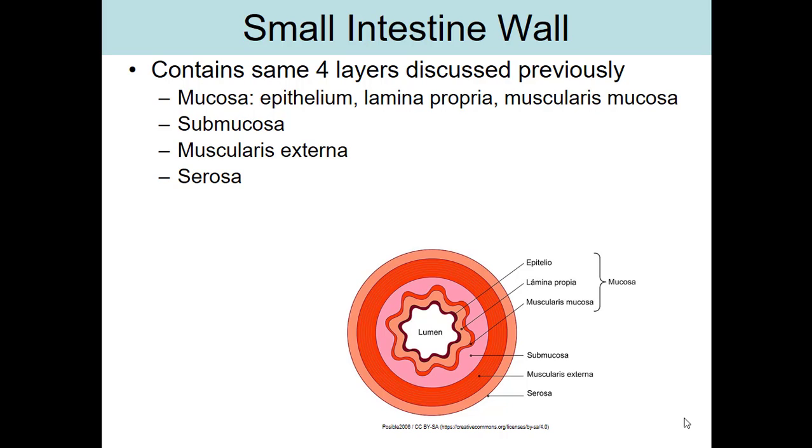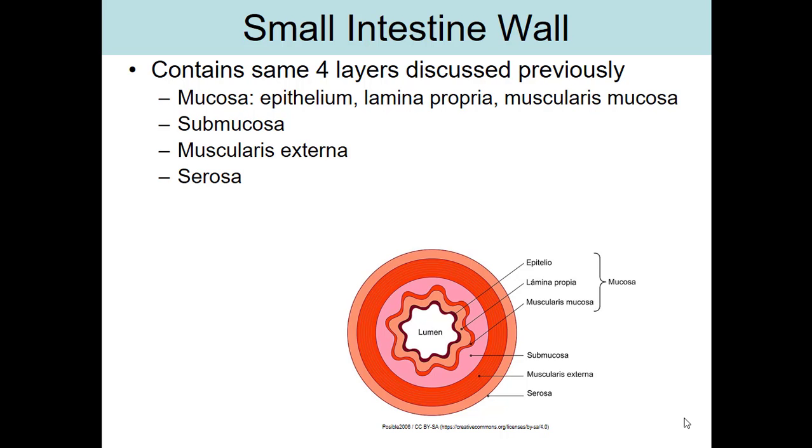The wall of the small intestine is similar to the wall of the stomach, the wall of the esophagus, and any other gastrointestinal wall that we've looked at. It has the same four layers: the mucosa, submucosa, muscularis externa, and serosa. So the mucosa is the layer that's in contact with food. It's the layer facing the lumen. The mucosa has three parts to it. The epithelium, which is the actual portion of the mucosa that faces the lumen and has contact with food. And then next to that is a layer of connective tissue called the lamina propria. And then next to that is the muscularis mucosae.